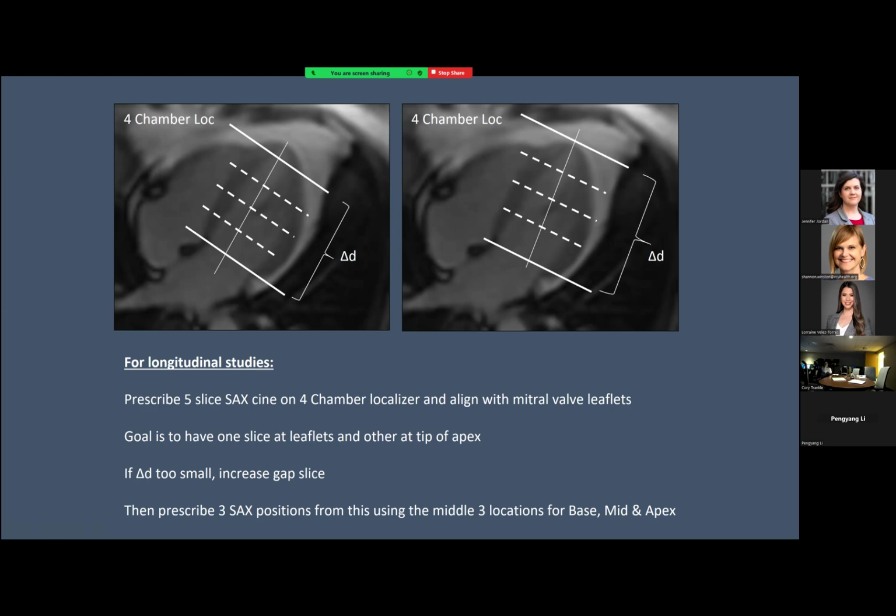So this has been a really helpful, very simple way to make sure that we're getting the same slice positioning when we do our 3 short axis slices. So we prescribe the 5 here, and then we only acquire the middle 3. We discard the rest.